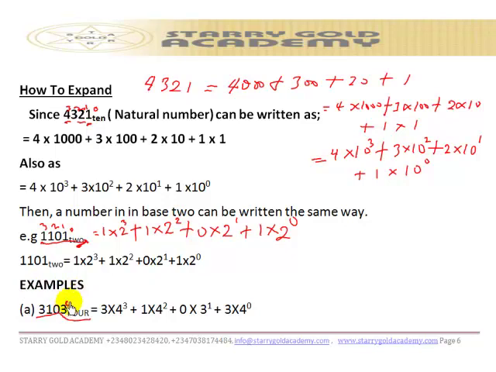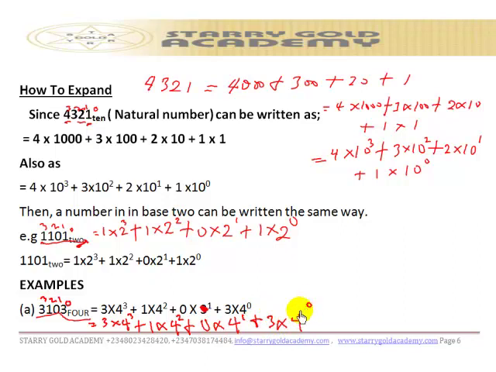Your unit carries power of 0, your tens carries the power of 1, 100 carries the power of 2, 1000 carries the power of 3. So you have 3 times your base 4 raised to the power 3, plus 1 times your base 4 raised to the power 2, plus 0 times your base 4 raised to the power 1, plus 3 times your base 4 raised to the power 0.